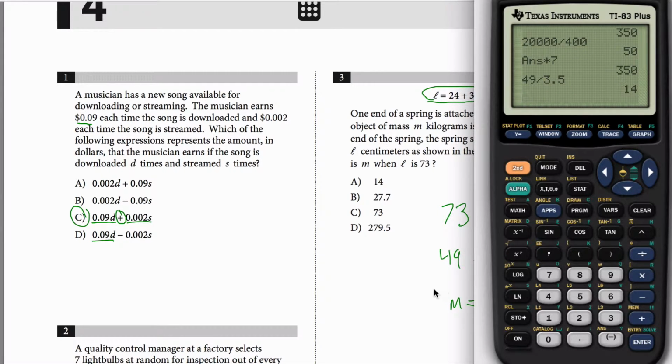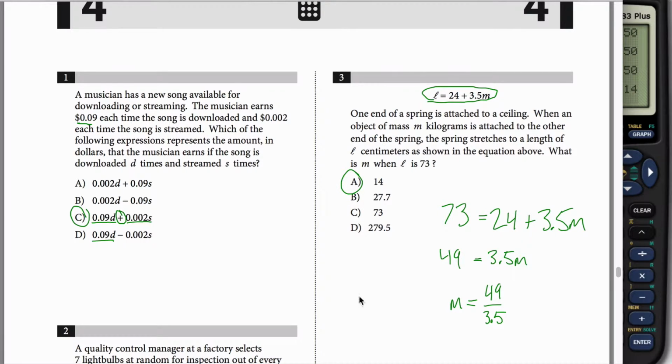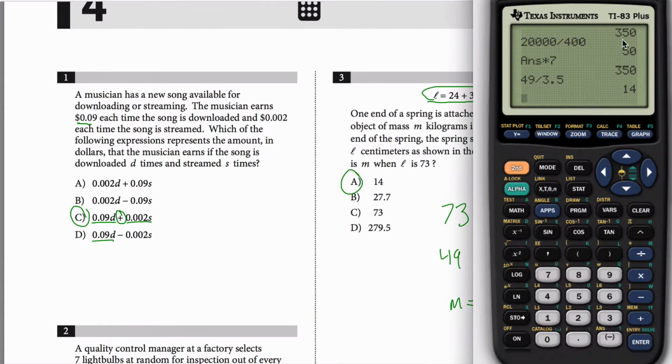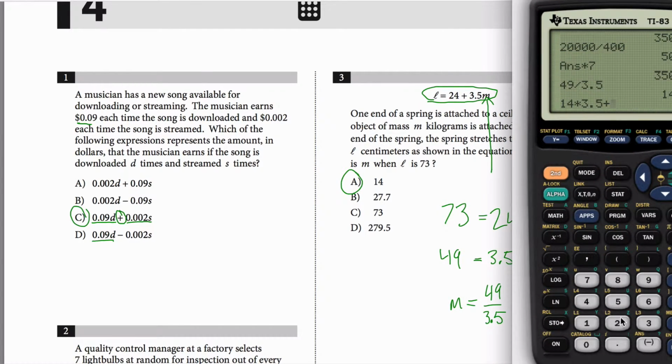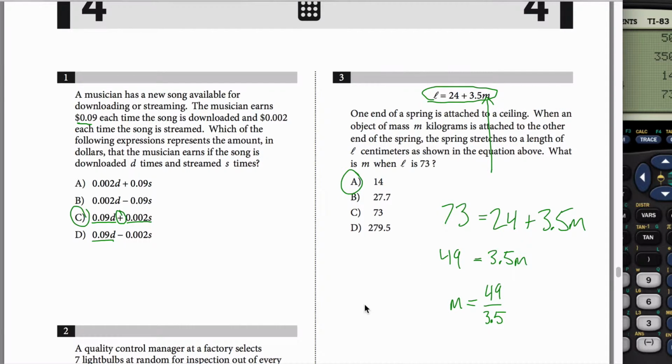You plug it into a calculator and you get 14. So the answer is 14, which you could check by taking that 14 and sticking it in right here. Right, 14 times 3.5 plus whatever my constant term was, 24. Sure hope this equals 73. Hey, it does. Cool. Looks like I got the right answer.